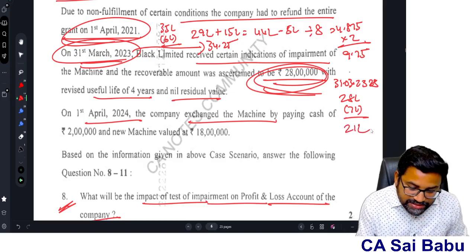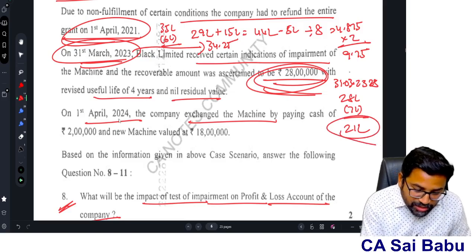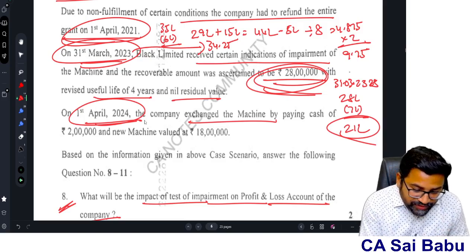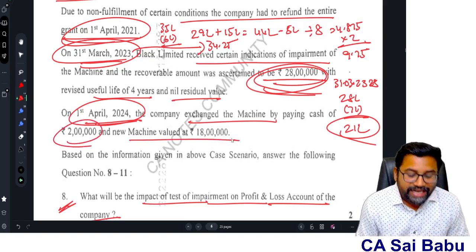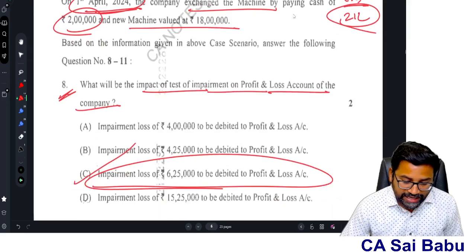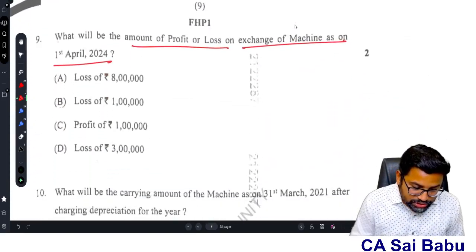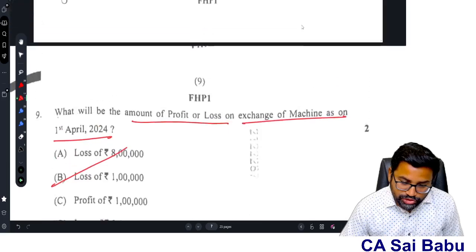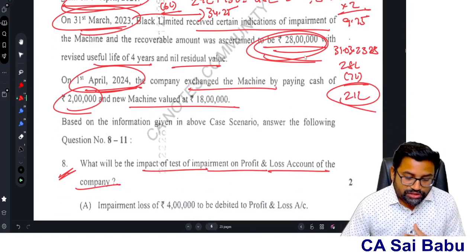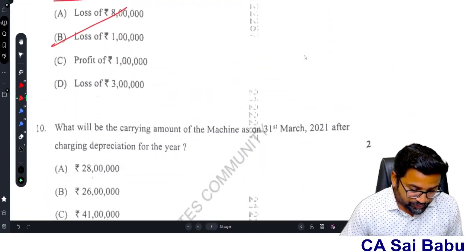So 21 lakhs is what, sir? This is the carrying amount of the asset on 1st April 2024. And we exchanged it for a cash of 2 lakhs, new machine 18 lakhs. So therefore cash account will be debited 2 lakhs, new machinery 18 lakhs, old machinery 21 lakhs. So what is the loss here? 1 lakh. Because the carrying amount of the asset is 21 lakhs, we exchanged it for 20 lakhs, because 2 lakhs cash, new machine 18 lakhs. So that's the answer, 1 lakh.